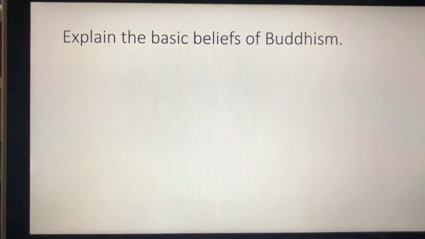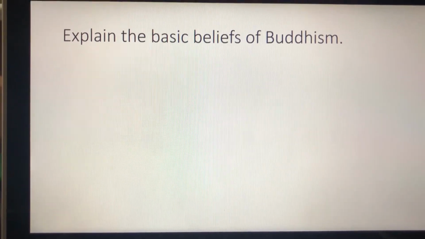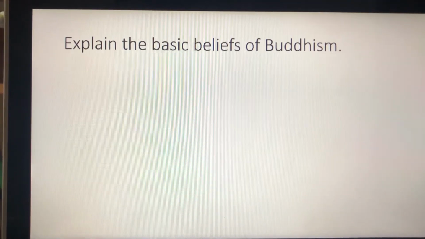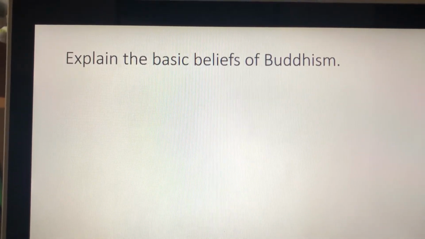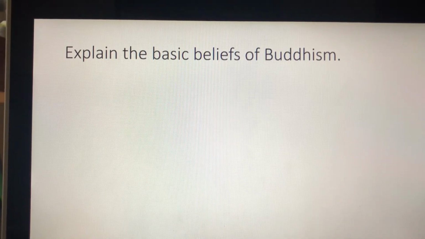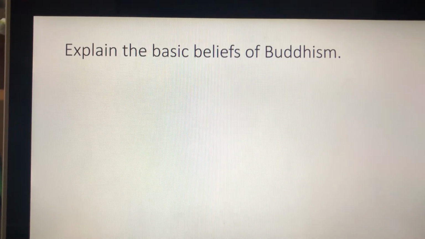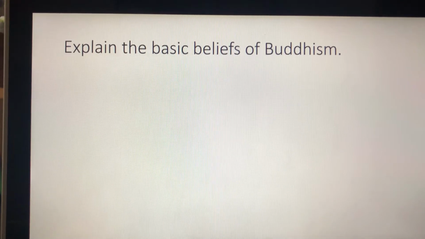All right, so we have explain the basic beliefs of Buddhism. For that, you're going to want to look at pages 400, 401, 402, and 403. So actually, there are a lot of graphic organizers that would help you on those pages for this question. So you may want to take a moment, answer the question, pause the video, and then come back here in a second to see the answer.